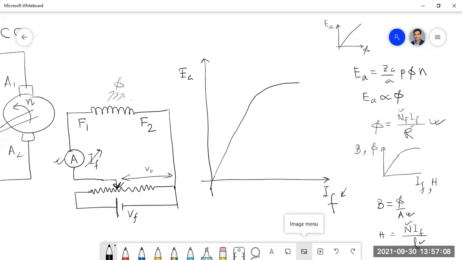Now we have proved that this relation is not purely linear. The initial portion of the curve is linear, then after the knee point the saturation begins. The same nature will be followed here because we already have a linear relationship between EA and phi. So whatever the relationship between phi and IF, that will be reflected in EA versus IF. Got it?